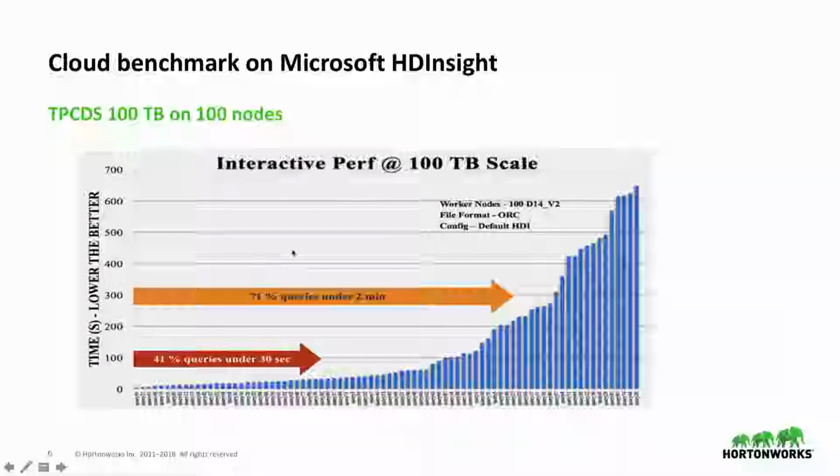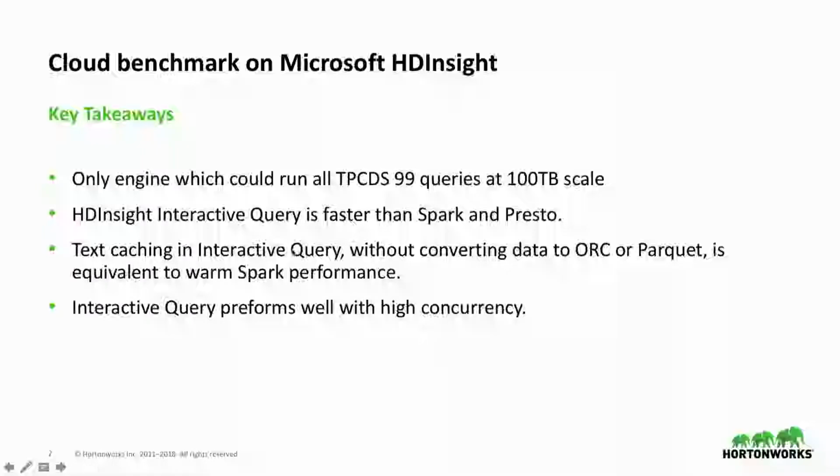So the key takeaways from the cloud benchmark by Microsoft was that Hive LLAP was the only engine that could actually run all the 99 queries. They also compared the performance with Presto and Spark. Hive LLAP performed better than Spark and Presto. There's also text caching support with Hive LLAP, so you do not have to actually convert your data into ORC or Parquet to be used.